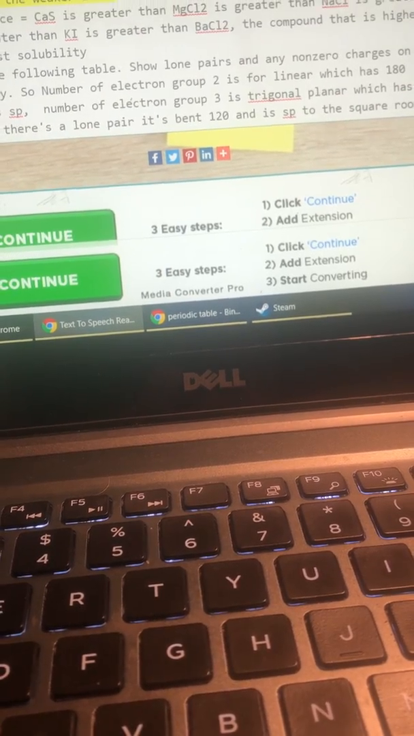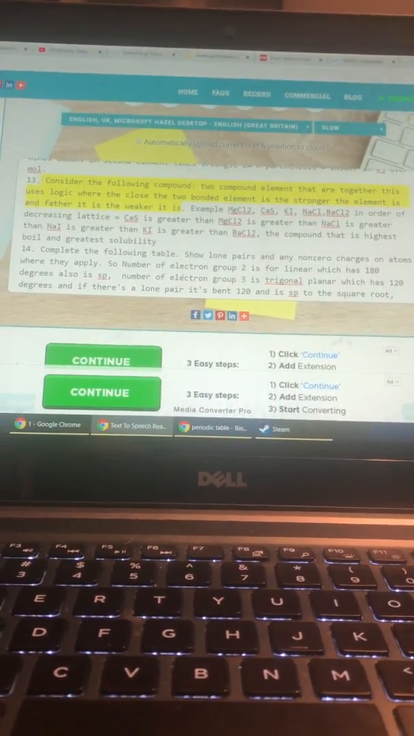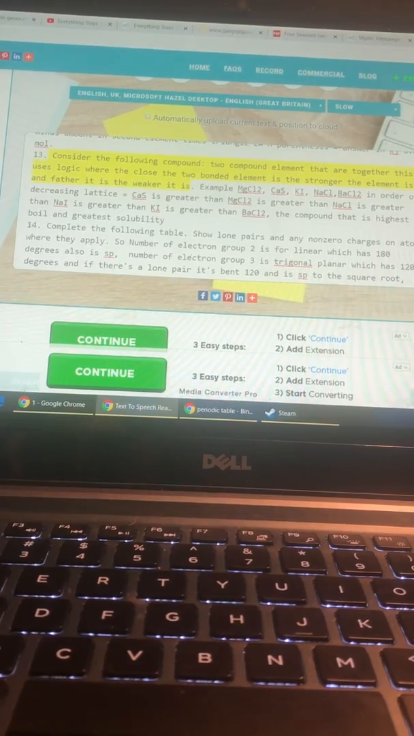Consider the following compounds, two elements that are bonded together. This uses the logic that the closer the two bonded elements are, the stronger the bond is, and the farther apart they are, the weaker it is.